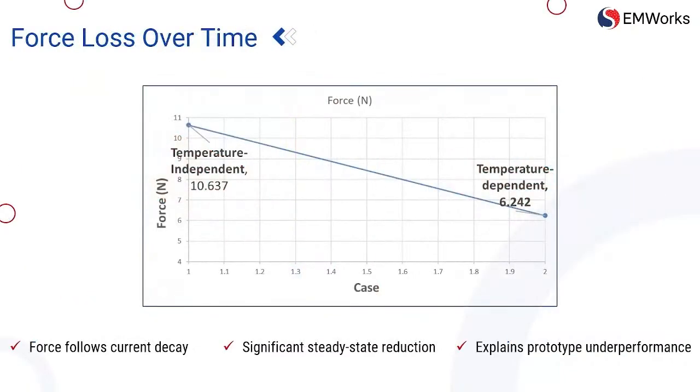The same behavior appears when force is examined over time. The difference between cold force and steady state force is substantial, dropping from 10.6 newtons to roughly 6.2 newtons, corresponding to a reduction of approximately 41%. This directly explains why prototypes often underperform once they warm up. This discrepancy is not caused by unexpected physics, but by unrealistic assumptions made during design.